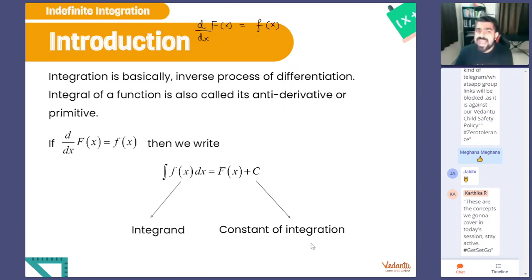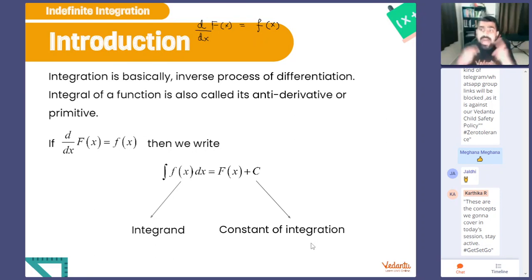The derivative of that is equal to small f of x. This you all know. You studied it with me over the last few classes, isn't it? That is what we have been doing, your differential calculus. So let us say the derivative of capital F of x is small f of x.